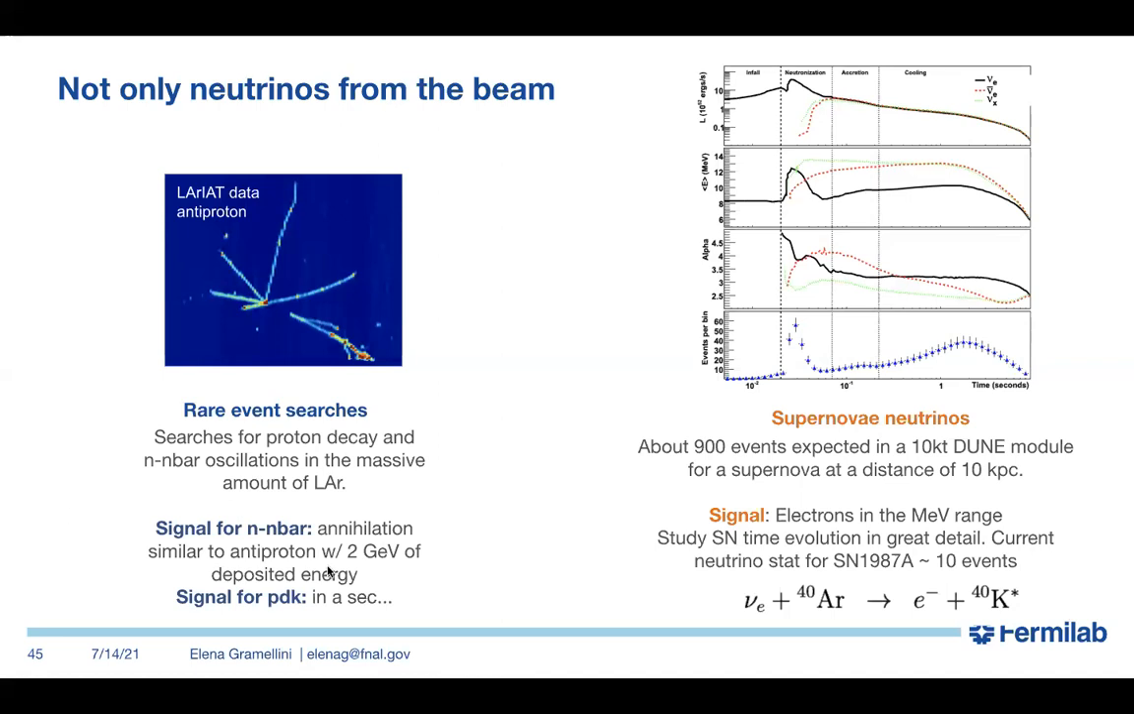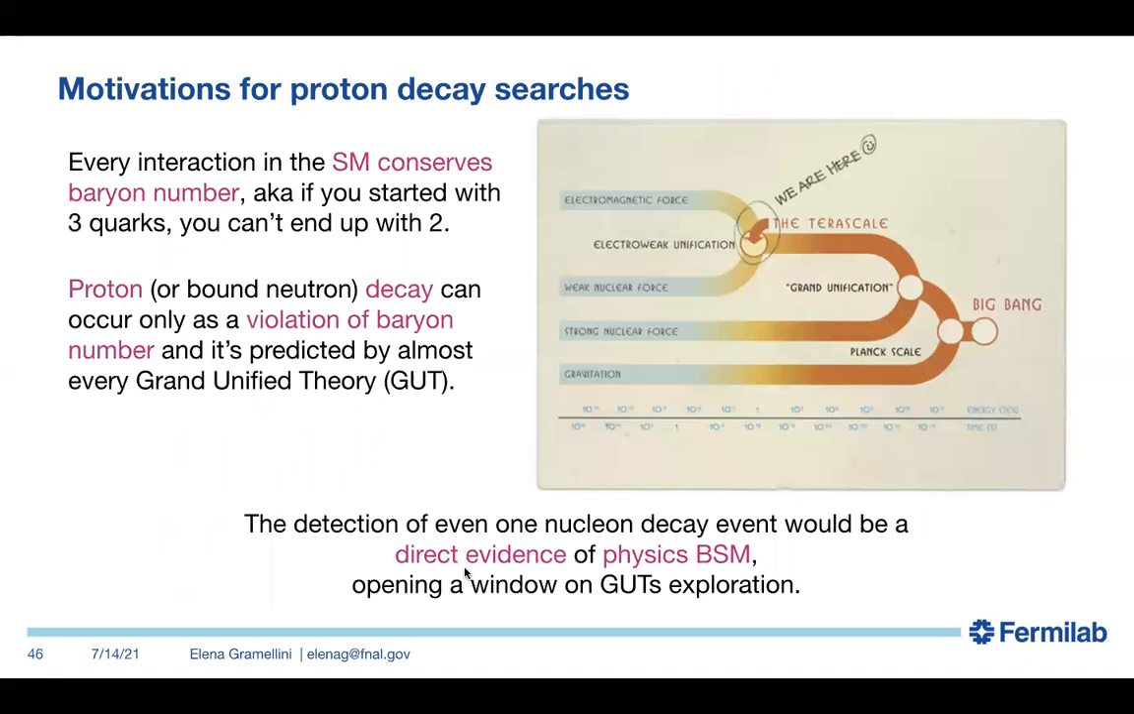So we're going to go back to our rare event searches, and in particular proton decay. Okay, so why should we look for proton decay? Isn't the proton stable? Yeah, it is, especially on the time scales that we usually look at protons. The Standard Model conserves baryon number. What does this mean? It means that if you start with a system of 3 quarks, you can do a lot with it, but you still end up with 3 quarks at the end. You cannot end up with 2 or 4.